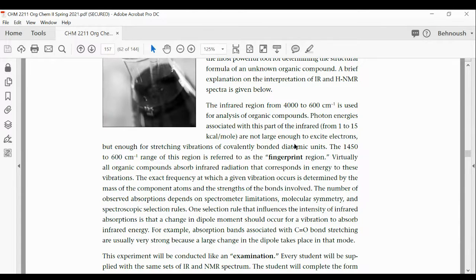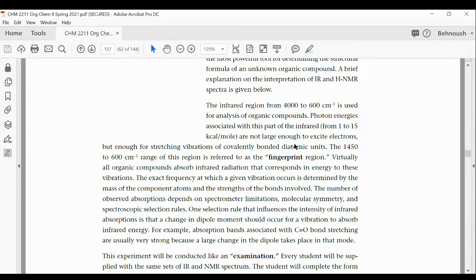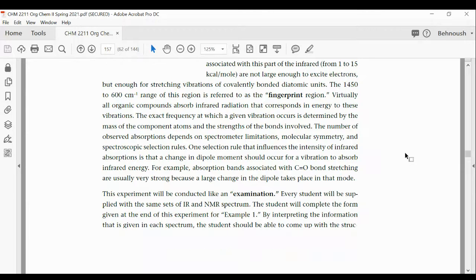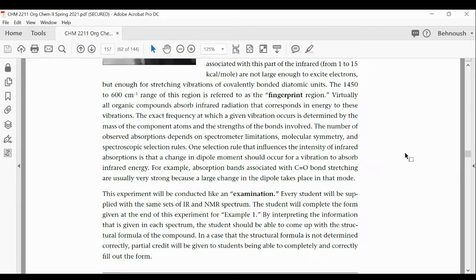per centimeter. When the light in that region is shined on the compound, it is going to stretch the bonds, and when the bond is stretched, the dipole moment of the bond is going to change. The recorder in the IR machine is going to calculate how much energy was absorbed and in what region the energy was absorbed to change the bond length or change the polarity. As a result, it is going to produce a signal, and the signal translates to the type of bond or the functional group.